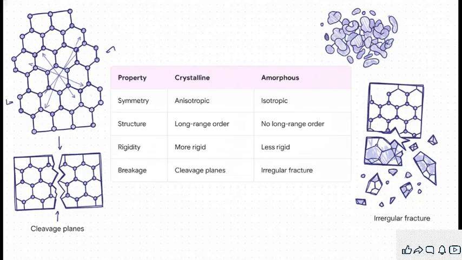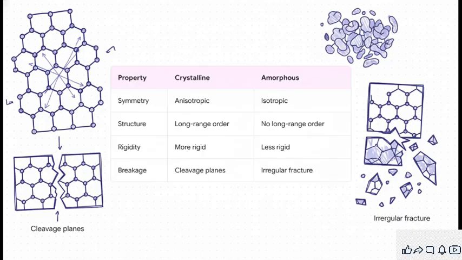This table really pulls it all together. That internal structure just affects everything. Because of that ordered lattice, crystalline solids can actually have different properties depending on which direction you're looking at them. They're what we call anisotropic. A great example is wood. It's easy to split with the grain, but super tough to break against it. Amorphous solids, on the other hand, are isotropic. They're the same in every direction.